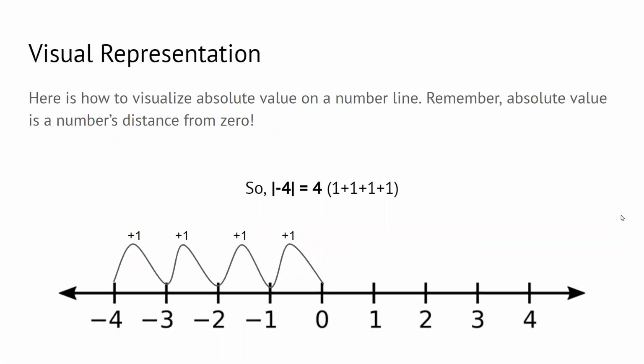So here's a visual representation. So here's how to visualize absolute value on the number line. Remember, the absolute value is a number's distance from zero. So the absolute value of -4 would be 4 because as you can see on the number line, -4 is 4 away from zero.